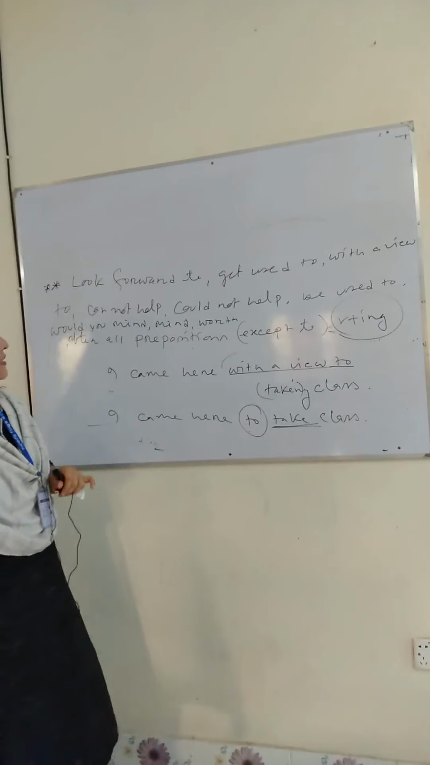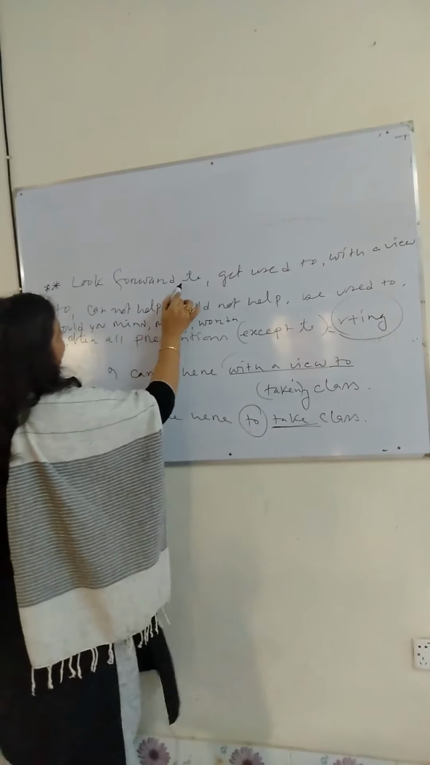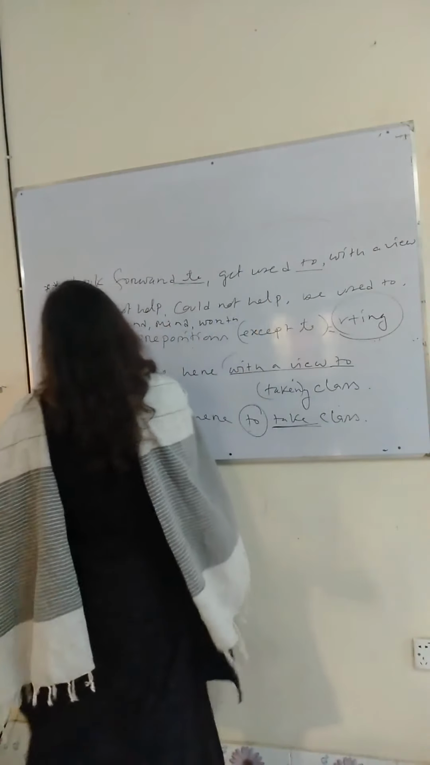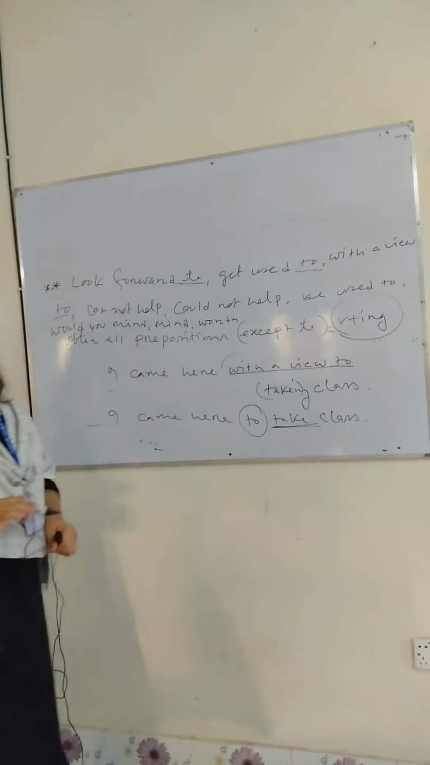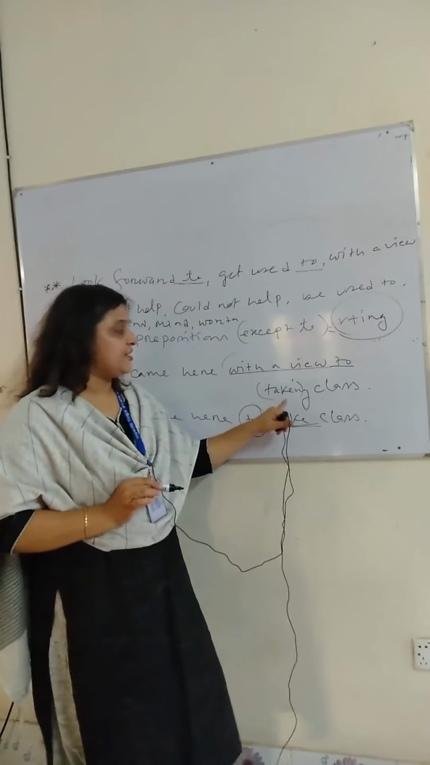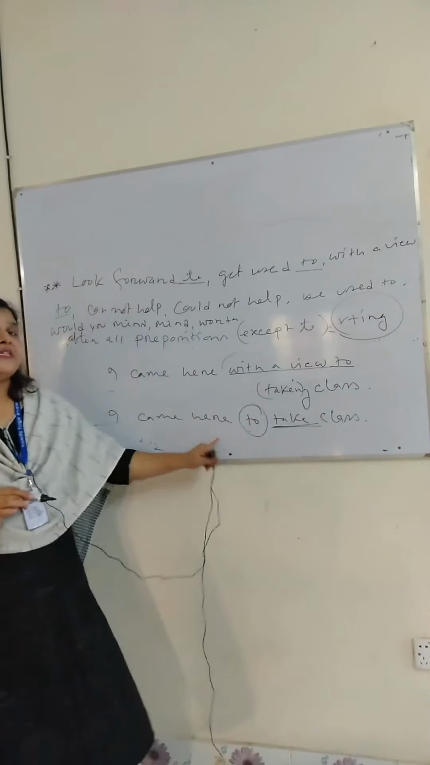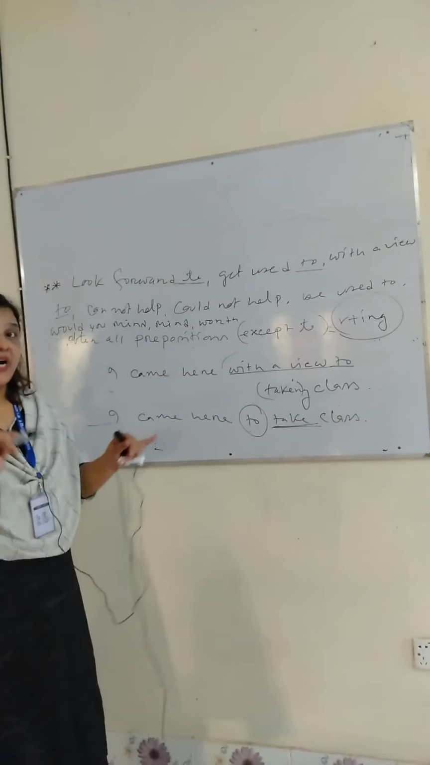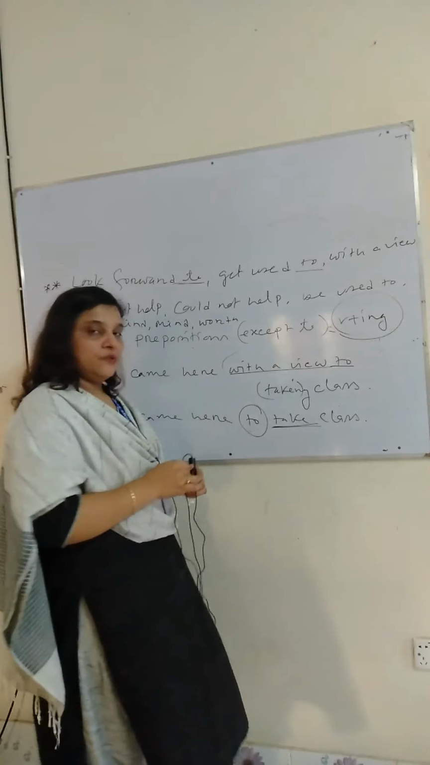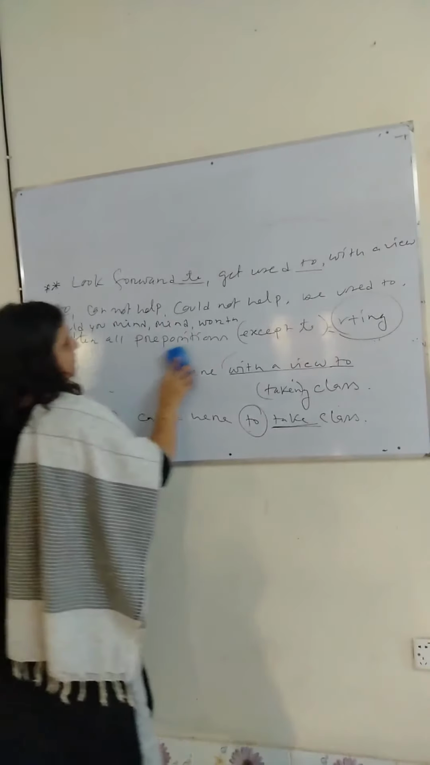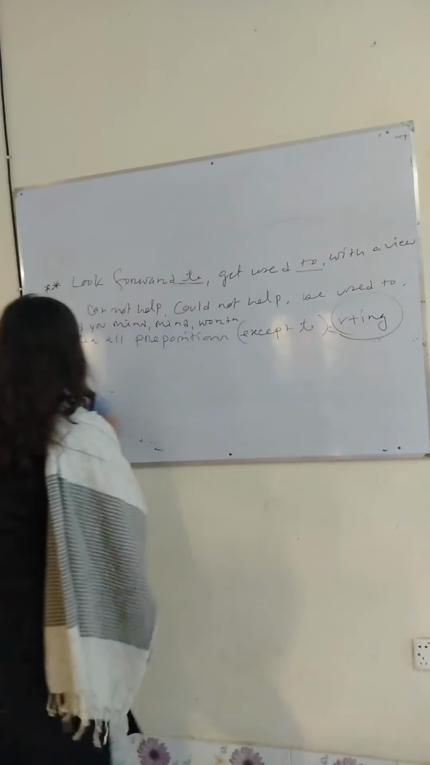But you must observe that here we also have to: look forward to, get used to, with a view to. These are called phrases. So in these cases you make the verb ing form, but in normal or simple cases you must not make it ing form. It must be in verb 1 form. Okay? I hope you have understood this rule. This is very important, as I have told you earlier. Now I am giving some other examples on this.